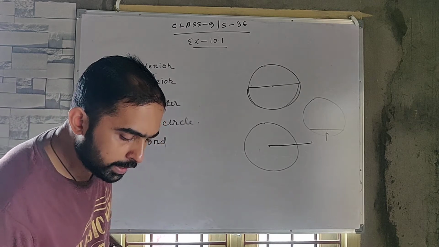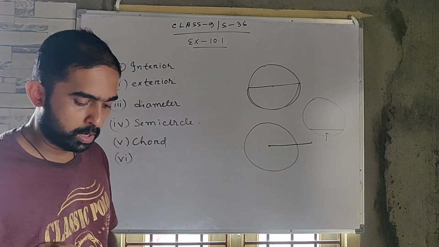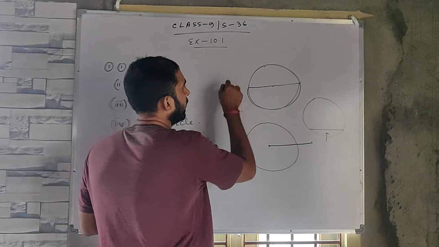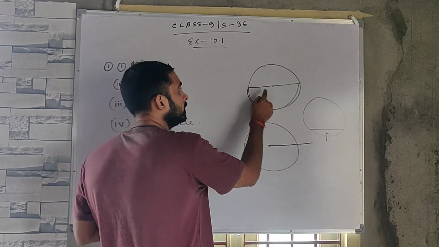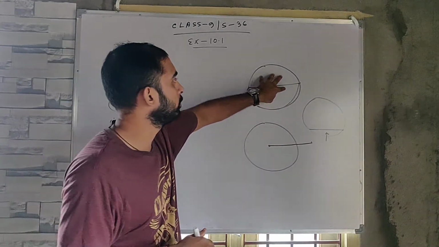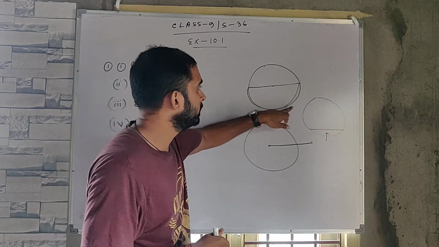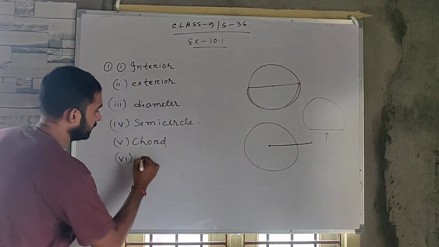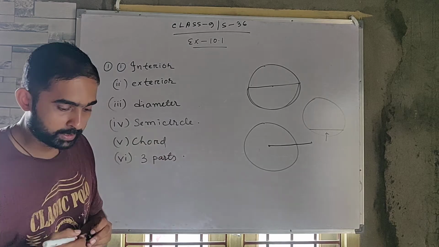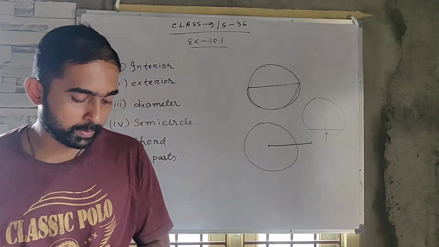Next, a circle divides the plane on which it lies in dash parts. Three parts: exterior, interior and on the circle. This is the exterior part, this is the interior part, and this circumference is known as on the circle. So that is 3 parts. Got it? So these are the fill in the blanks.